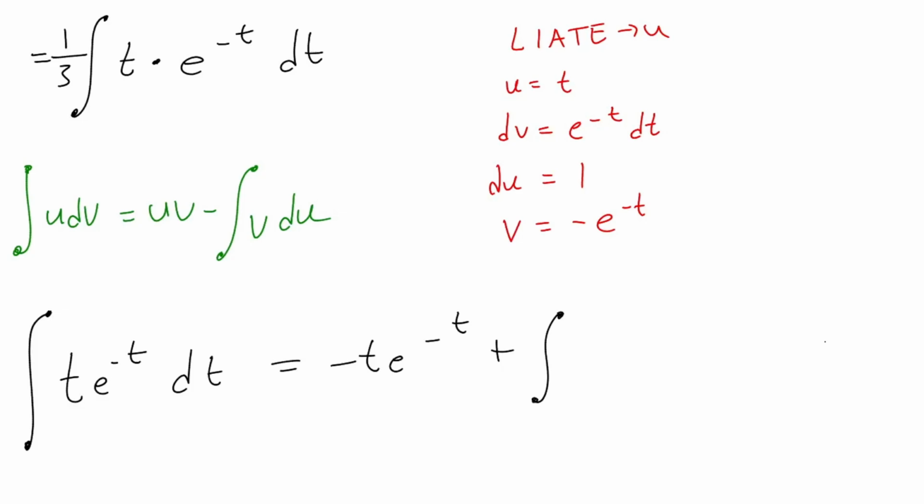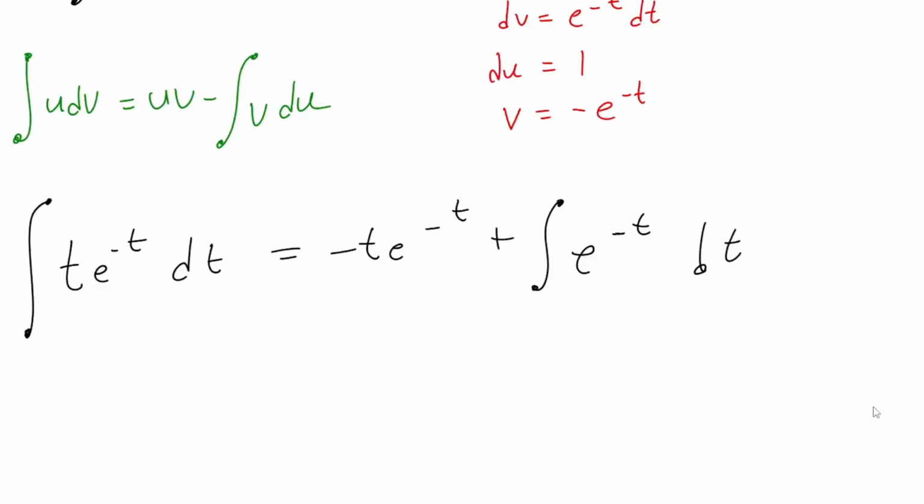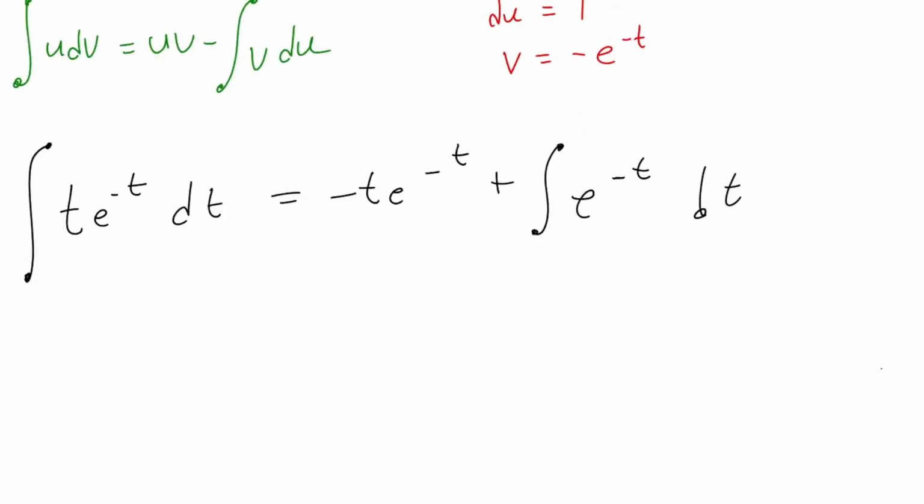And why did I choose a plus here? I'm going to get rid of that negative. I don't really mind that. And in this case, our du is just 1, so we just have to write e to the negative t dt. And now when we take the integral of this, it's a very simple integral, where we see that this integral is basically equal to negative e to the negative t.